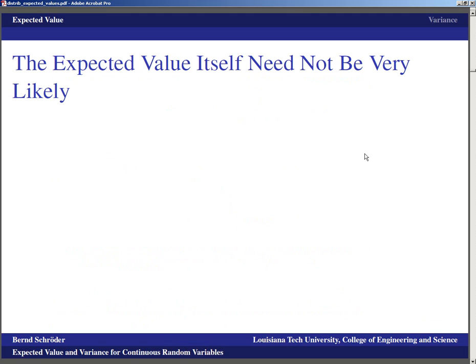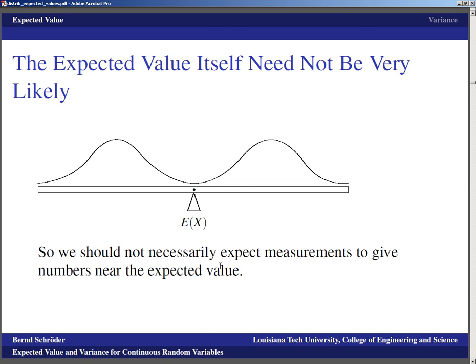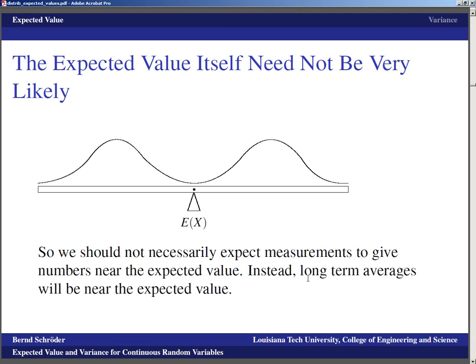Okay, now what we have to be careful with is just because this thing is called the expected value doesn't mean that the value itself is very likely. So for example, if you have what people call a bimodal distribution, a bimodal density, well then the center of mass of this thing, if we were to put this on a balance beam, the center of mass would be around here. And so the expected value, if you put a wedge under here, that would be exactly where that thing would balance. But we can already see the probability to get something near the expected value is really, really small, right? So we should not necessarily expect measurements, individual measurements, to give numbers near the expected value.